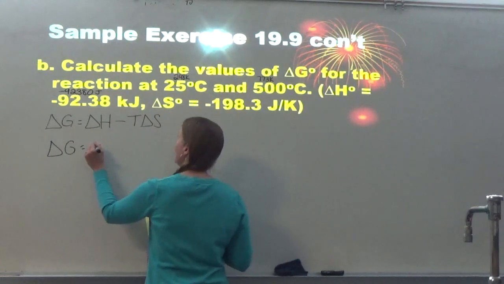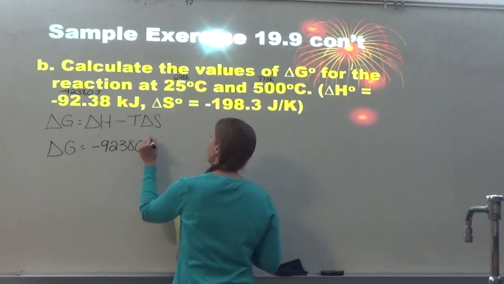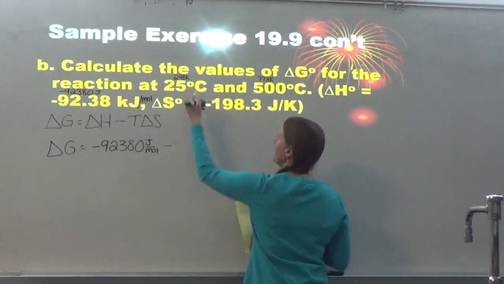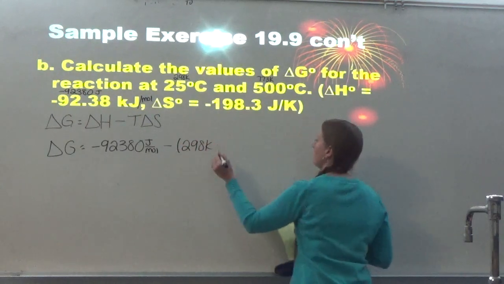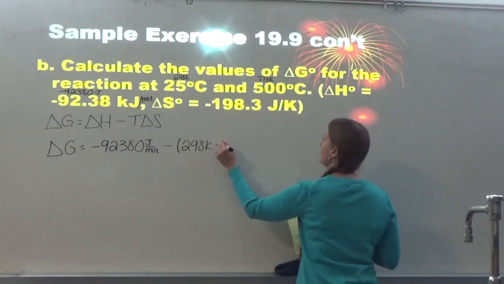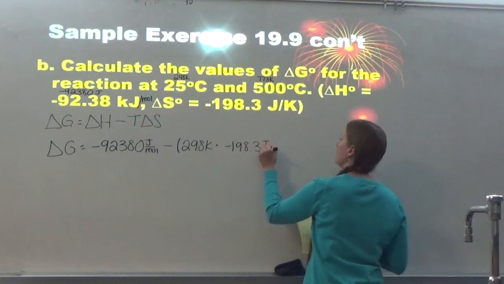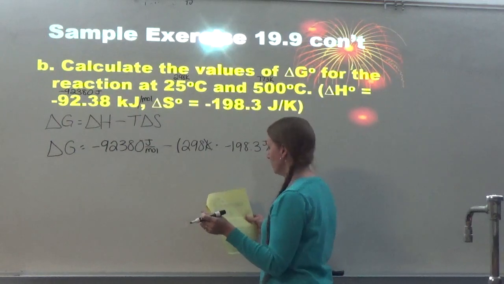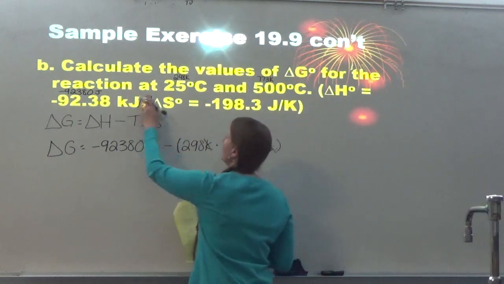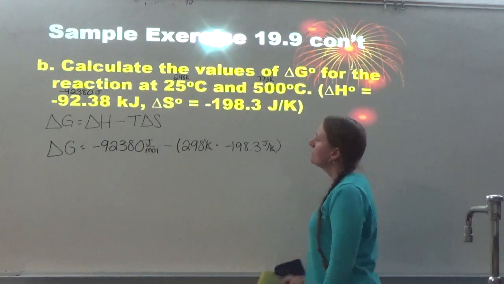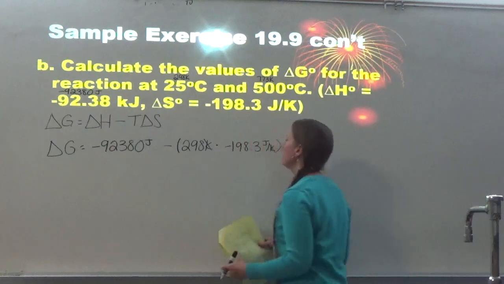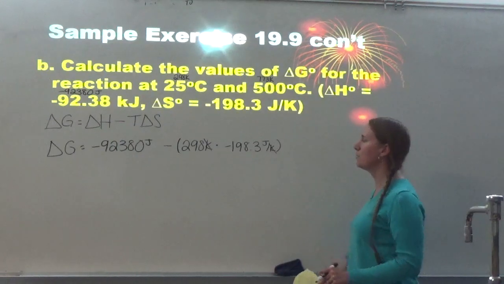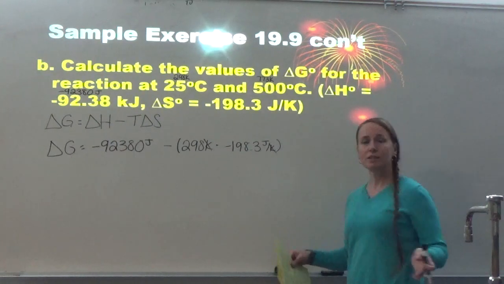So I plug in my delta H, negative 92380 joules. That really should have been per mole. I might have left that off. Minus my T, which is 298 for the first one, times my delta S, which is negative 198.3 joules per Kelvin. So my Kelvin cancels. Oh, you know what? We didn't need moles for this one. I was about to say I didn't have moles in my answer. So let's get rid of that. Sometimes it'll have per mole and the delta S will have per mole also. Since delta S didn't have per mole, I didn't need per mole there either. It just depends on what they give you.